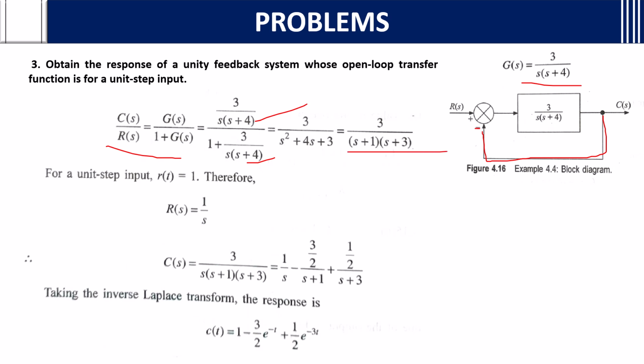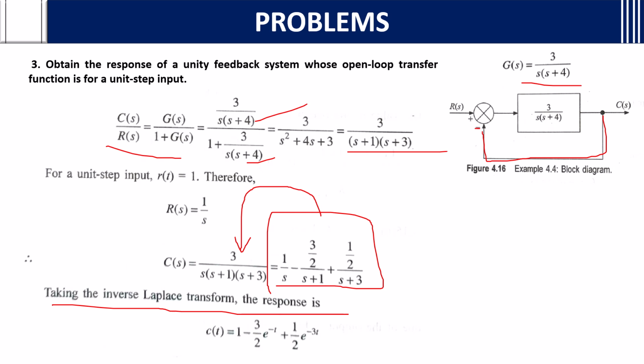For a unit step input, r(t) will become 1. Therefore R(s) is 1 by s, right? So you can substitute 1 by s in place of R(s). Then you will get 3 by s into (s plus 1) into (s plus 3). In terms of partial fractions, you can convert it in this way. When you take the LCM again, you will get the same equation back.